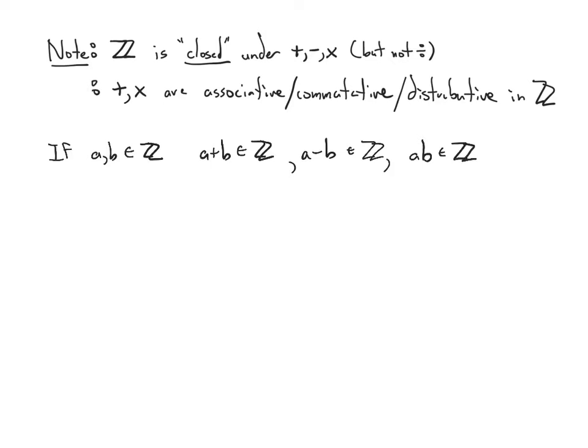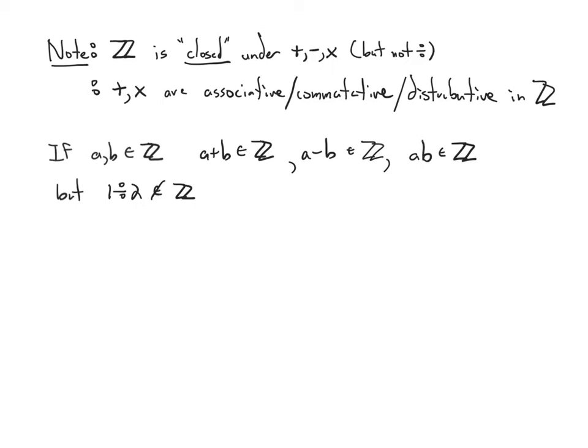Division, not so much. You can imagine 1 divided by 2. That isn't in the integers. 1/2 is not an integer. So division isn't part of this closure that we're talking about. So the integers aren't closed under division because you can get outside of the integers by doing one of these operations. But for adding, subtracting, and multiplying, you take two integers, you add them or subtract them, or multiply them, you're going to get, of course, another integer.